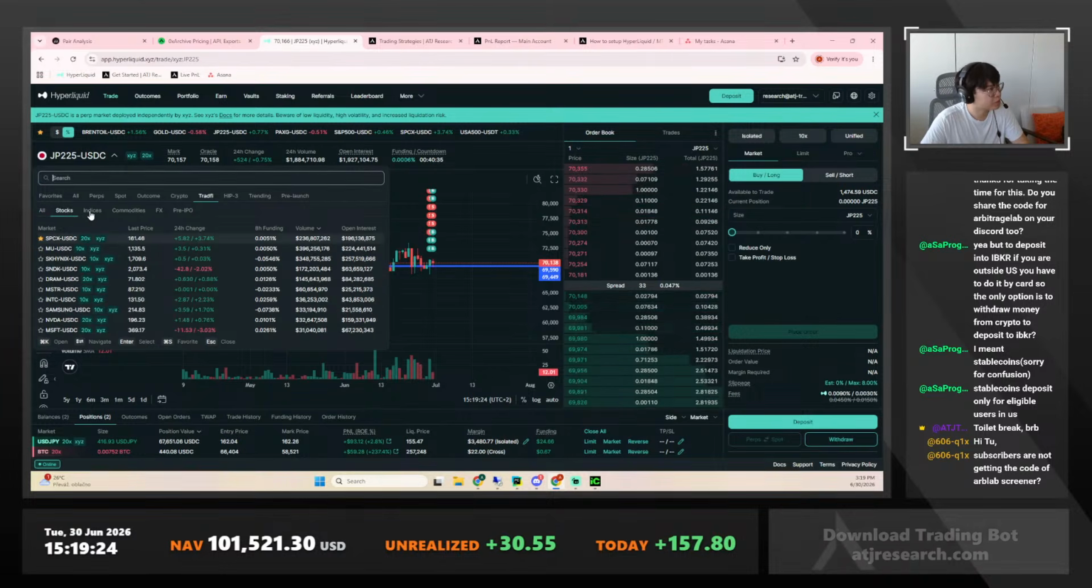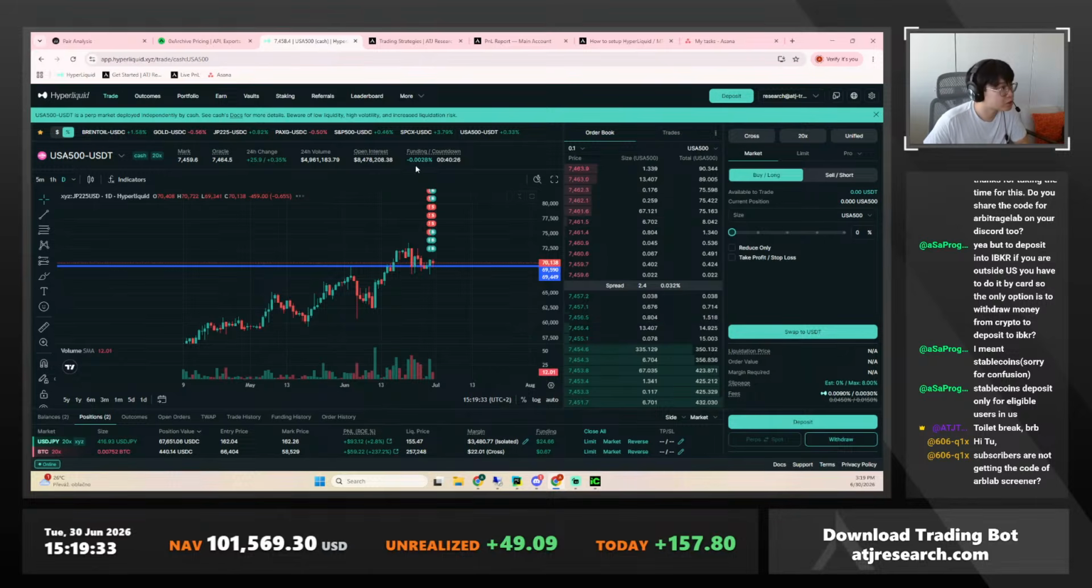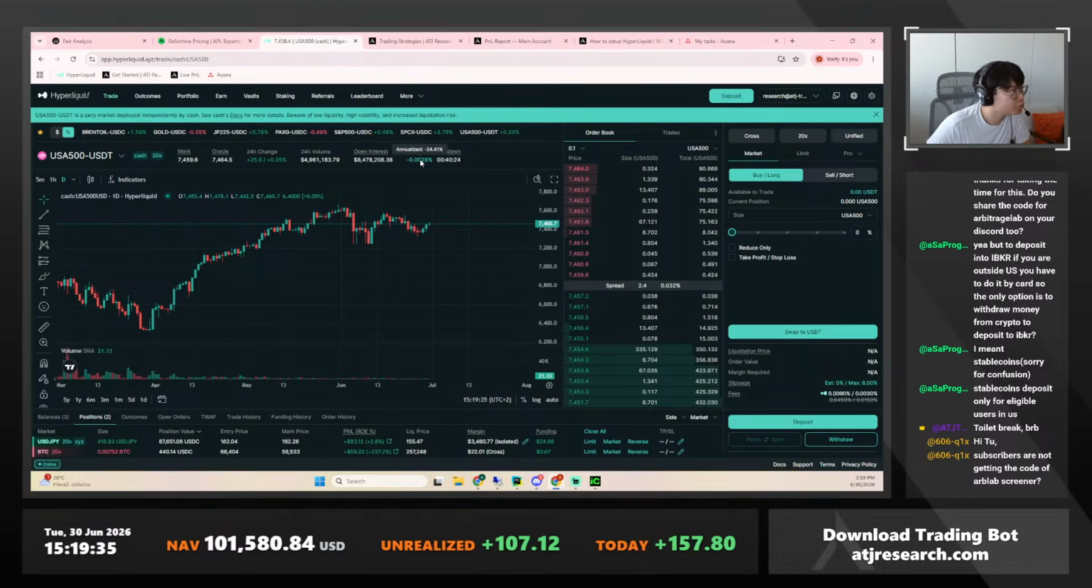And when it comes to stocks, if you go to various deployers, if you go to .cash, there's also USA 500 USDT against MT5, which has a 24% funding rate. Guys, good opportunity on this one.